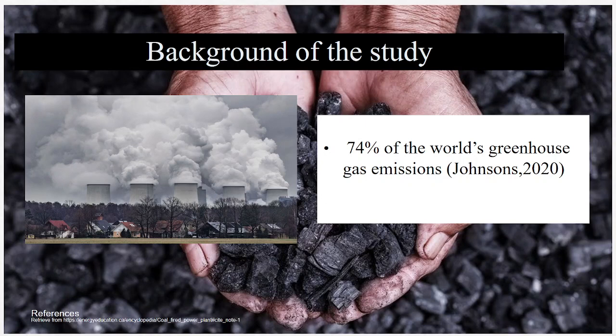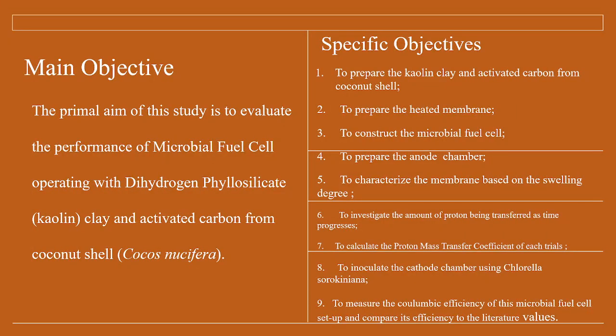So what are we trying to prove here? We are going to evaluate the performance of that microbial fuel cell using an alternative membrane from dihydrogen phyllosilicate and activated carbon from coconut shell. Later we are going to discuss what the dihydrogen phyllosilicate is, but our specific objectives are already listed here. And our last objective here is to measure the coulombic efficiency of this microbial fuel cell.